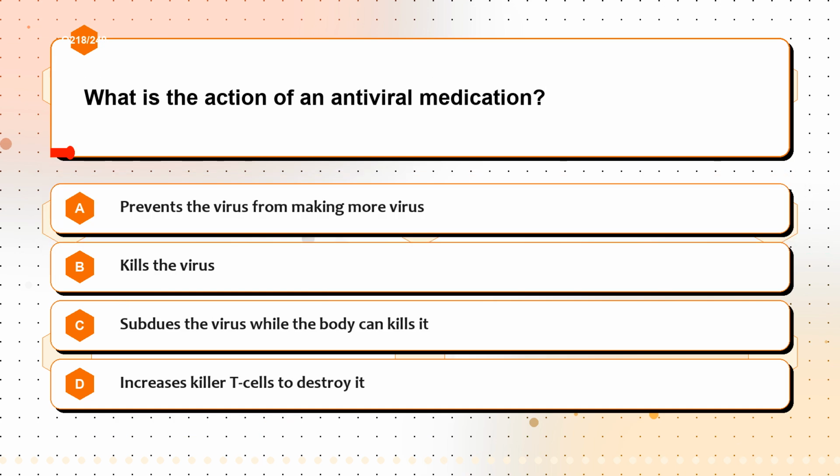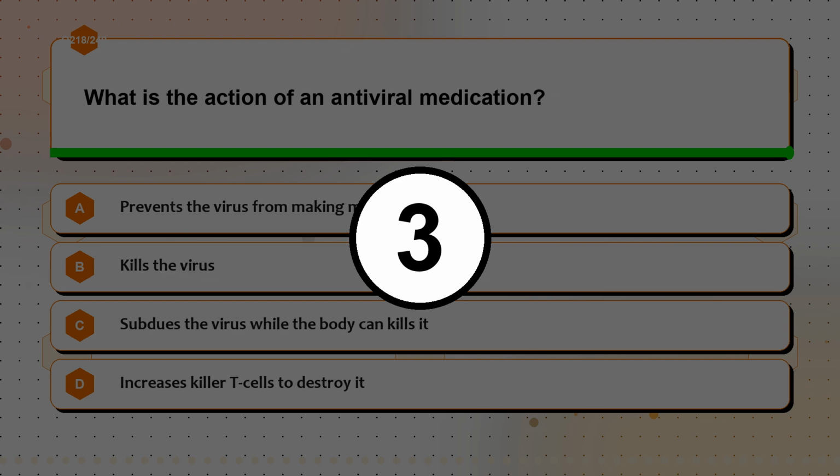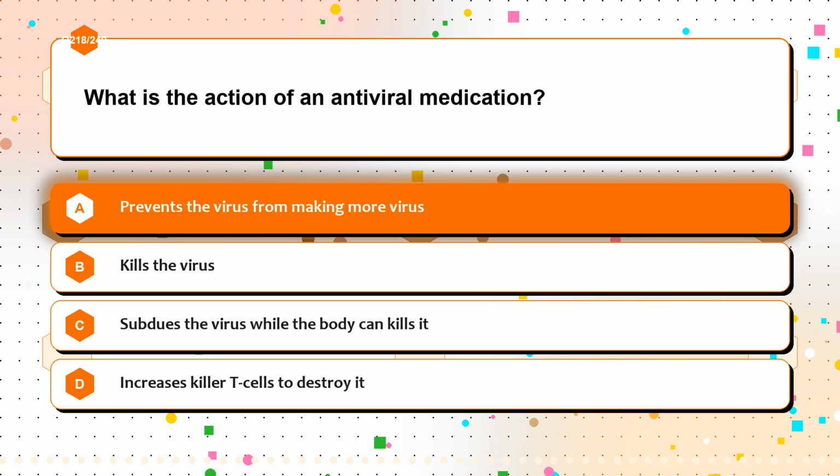Question 218. What is the action of an antiviral medication? Here are the options. Option A, prevents the virus from making more virus. Option B, kills the virus. Option C, subdues the virus while the body can kill it. Option D, increases killer T cells to destroy it. The correct answer is option A, prevents the virus from making more virus.